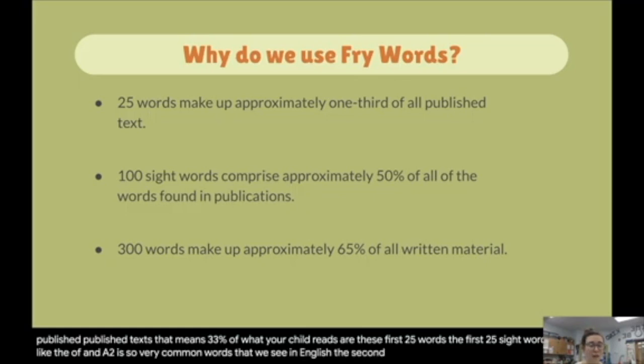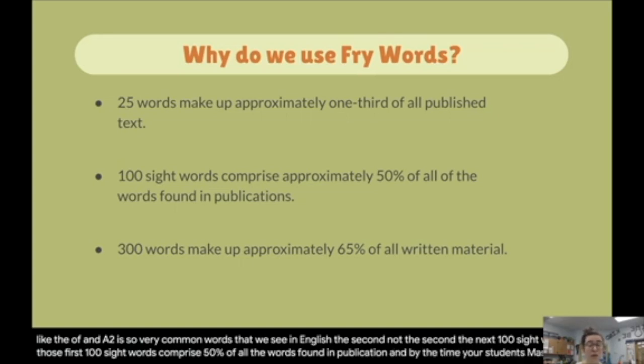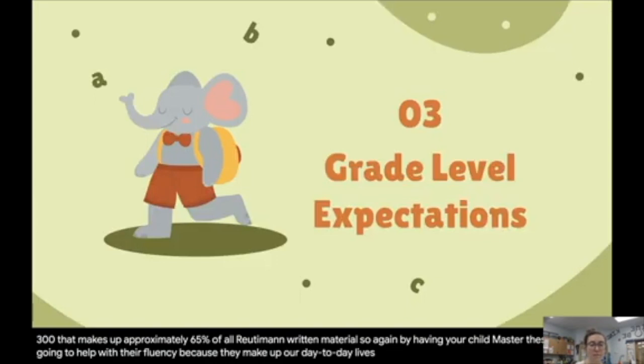The next 100 sight words. So those first 100 sight words comprise 50% of all the words found in publication. And by the time your students master the first 300, that makes up approximately 65% of all written material. So again, by having your child master these words, it's going to help with their fluency because they make up so much of what we read in our day-to-day lives.